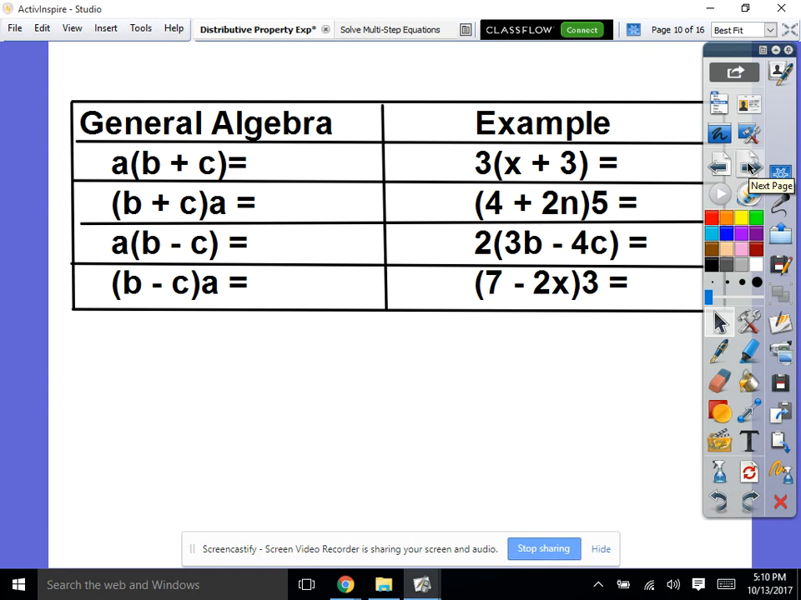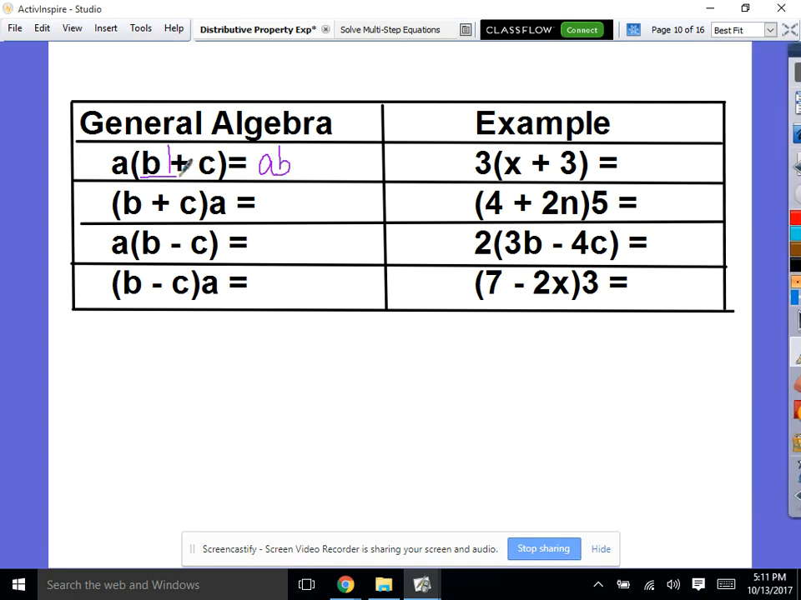All right, in general algebra, we use the terms: a distributed to b plus c would be ab. Let's box in those terms. A times b is ab. A times positive c is positive ac. Using numbers, 3 times x is 3x. 3 times positive 3 is positive 9.